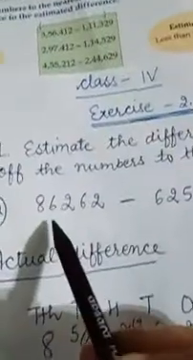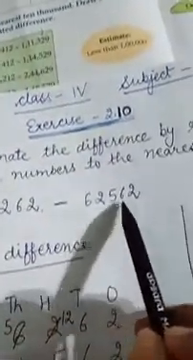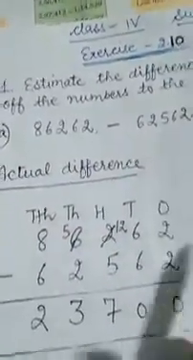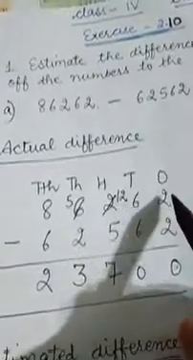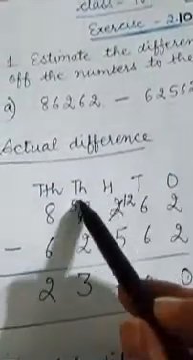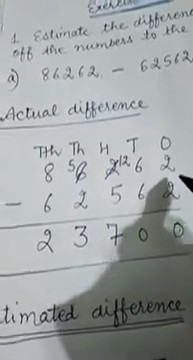Yes, the statement is 86,262 minus 62,562. Firstly we will find out the actual difference. Actual difference means we will write the statement as it is given. Ones, tens, hundreds, thousands, ten thousands. Yes, we will write the digits according to the places. Here we will start doing subtraction.